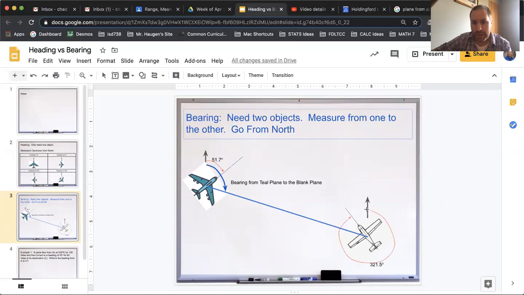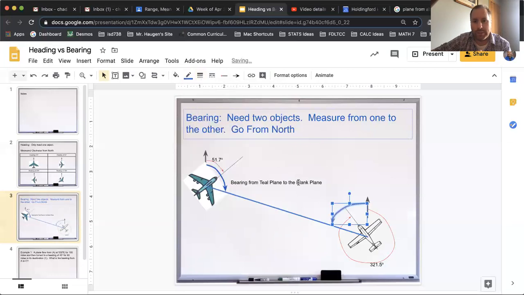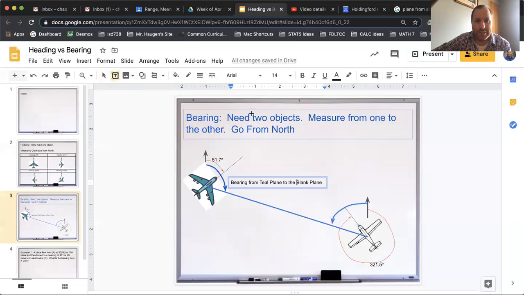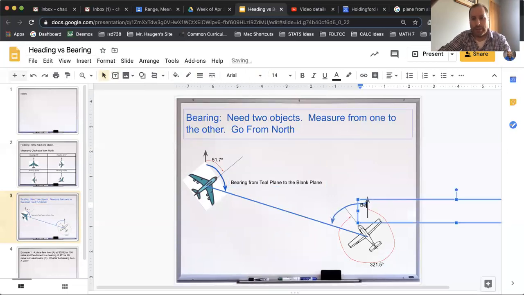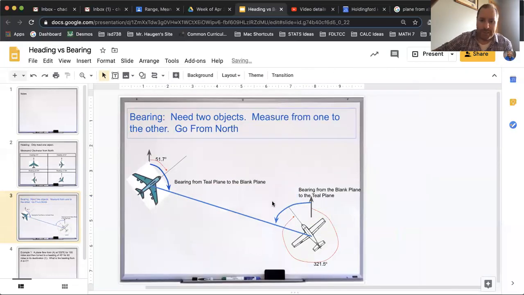I'd start at due north, starting up here, and check what's the angle from due north over to this one. So here again, let's make this go the other way. We're measuring down here. Again, I will make this blue and a little thicker so we can see that. And so this now is over here. This is the bearing from the blank plane to the teal plane, so it's a little bit different.